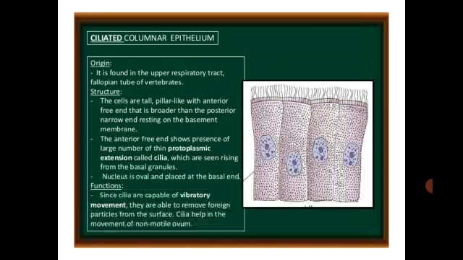And the next is ciliated columnar epithelium. It is found in the upper respiratory tract and the fallopian tubes of vertebrates. These cells are tall, pillar-like, and the anterior free end shows the presence of a large number of thin protoplasmic extensions called cilia. These cilia help to remove the waste material or the dust particles. Since cilia are capable of vibratory movement, they are able to remove foreign particles from the surface. Cilia help in the movement of non-motile ovum.